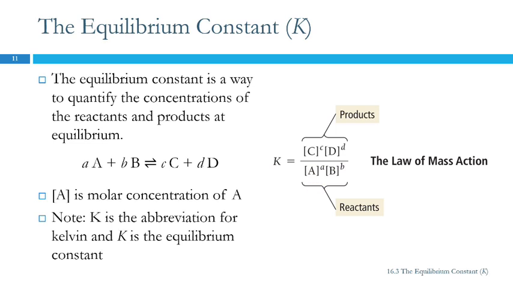I remember getting confused about which one goes on top, reactants or products. And what helped me was to think of delta, right? Delta is change in, and it's always final minus initial. So this is kind of like that. It's the final products divided by the initial reactants.